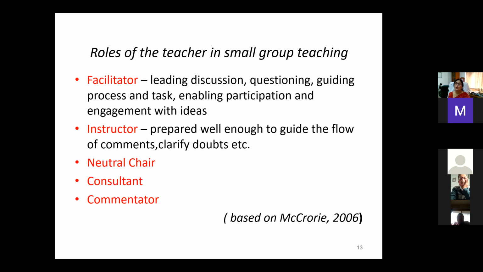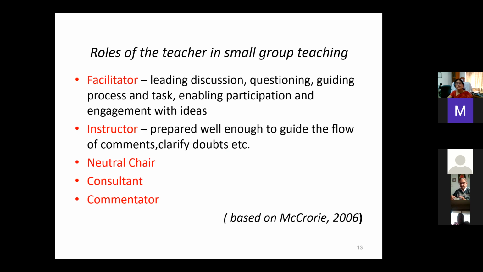So what are our roles then? As a teacher, what do you need to do? What is our role as a teacher in small group teaching? As a teacher, we have to play many roles. We have to act as a facilitator, as an instructor, many times as a neutral chair, as a consultant or a commentator. As a facilitator, we need to lead the discussion, questioning, we have to guide the process and task, and we have to enable the participation of all the students in that particular group.